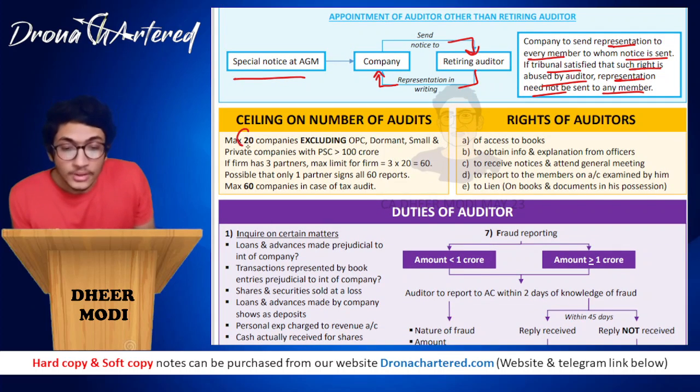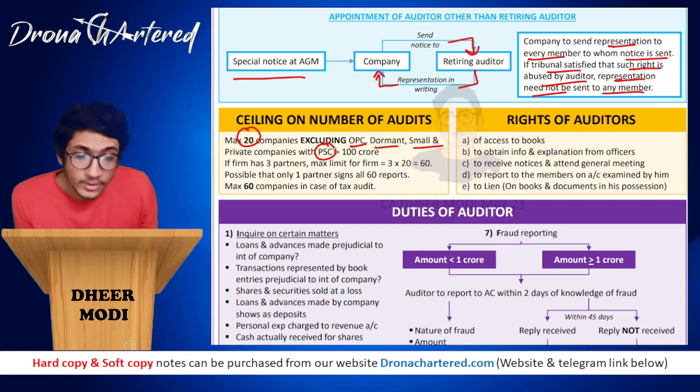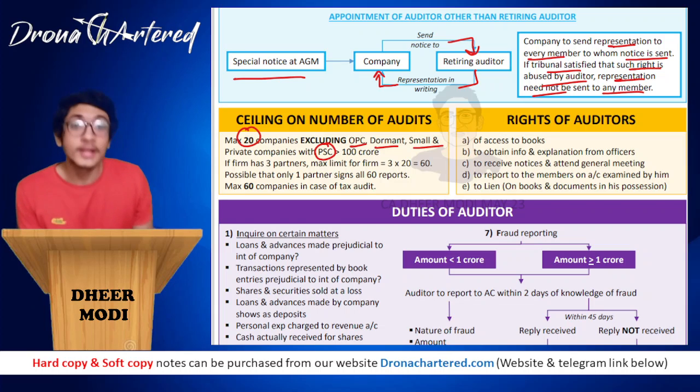So maximum you can become auditor in 20 companies, excluding OPC, that is your one-person company, your dormant company, small and private companies with paid up share capital. With paid up share capital, this arrow is wrong. This with paid up share capital, it should be less than 100 crores. So if their paid up share capital is less than 100 crores, then it will be excluded.